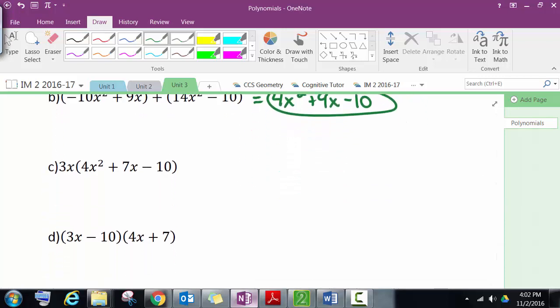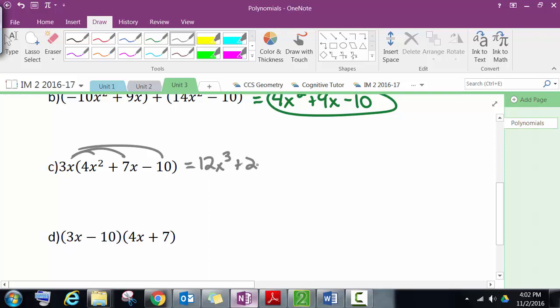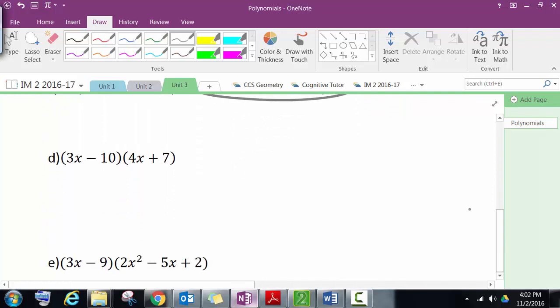If we have something like this, where we just have to distribute one thing, we've done this many times before. 3x times 4x squared is 12x cubed, because we add our exponents. 3x times 7x is 21x squared. 3x times negative 10 is negative 30x. Just distributing. Not bad.